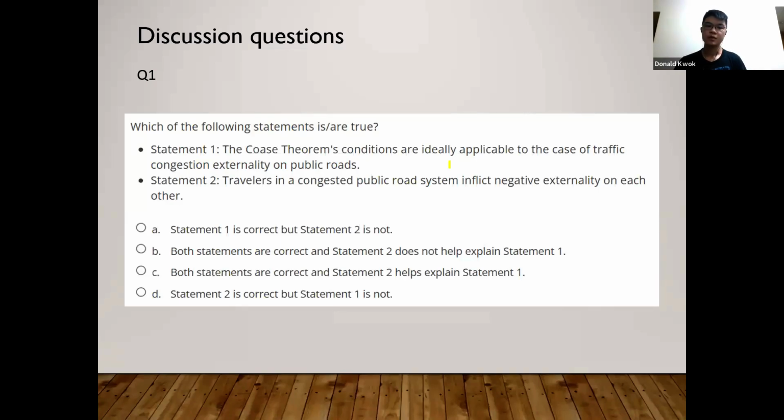Okay, statement 2, travelers in a congested public road system inflict negative externality on each other. So this would be correct, because imagine there are 100 cars in front of you, then you need those cars to pass through the tunnel before you can go through it, right? And let's say there are a few more cars driving in front of you, then it takes more time for you to go through this public road system. And these additional cars are inflicting certain time cost to you without compensating you. So this fits into the meaning of negative externality. Okay, so statement 2 is correct.